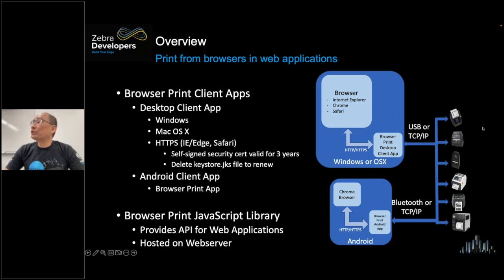When you install the client app on the desktop computer, either Windows or MacBook, it will automatically generate a self-signed certificate and install that on the local computer, and the certificate is valid for 3 years. So after 3 years, you need to renew it. We will cover how to renew the certificate in a later slide.